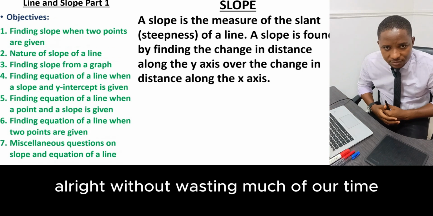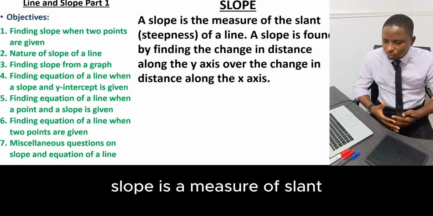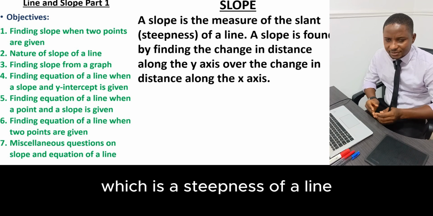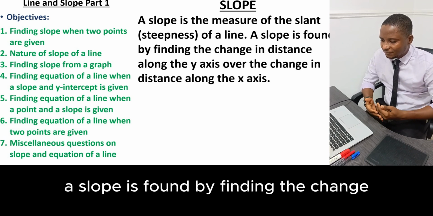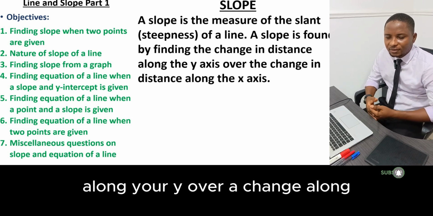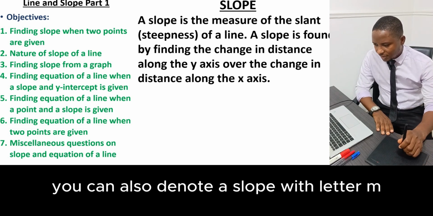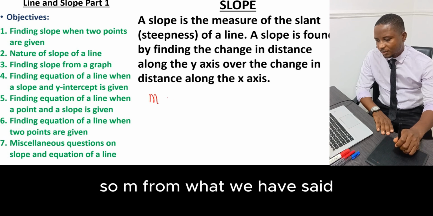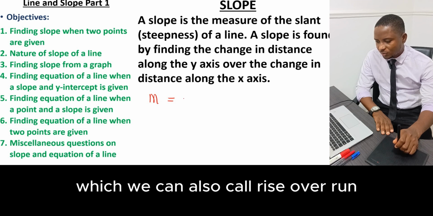Alright, without wasting much of the time, what do we understand by the word slope? Slope is a measure of slant, which is the steepness of a line. A slope is found by finding the change along your y over a change along the x-axis. And you can also denote a slope with letter m. So m, from what we have said, is a change in y over change in x, which we can also call rise over run.